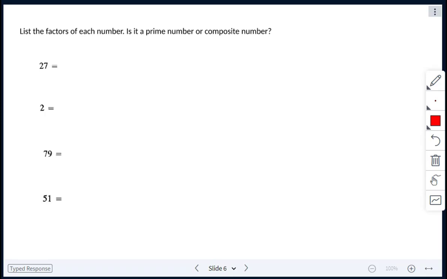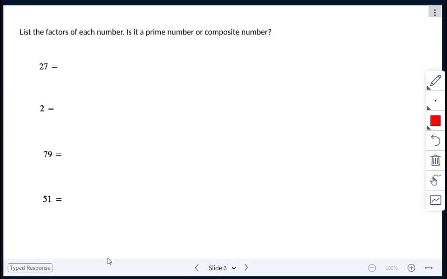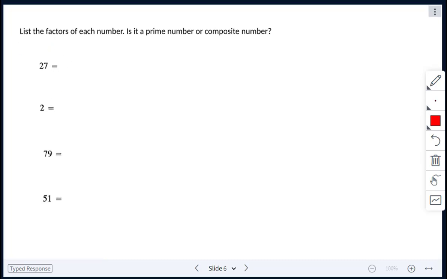All right, so let's do these examples here. List the factors of each number and then decide, is it a prime number or is it a composite number? Start with the number 27. 2 we already did, so don't worry about doing number 2. Start with number 27. So just starting the recording here. List the factors of each number. So 1 and 27, but then 3 and 9 also give us 27. So therefore, this would be a composite number. I'm just going to put C there.